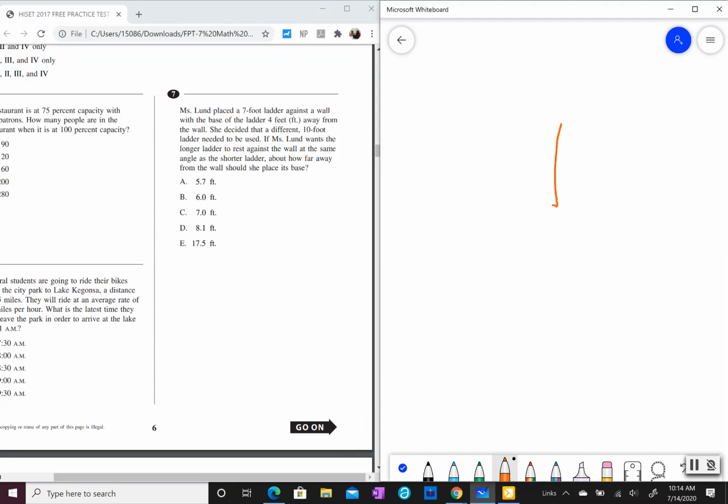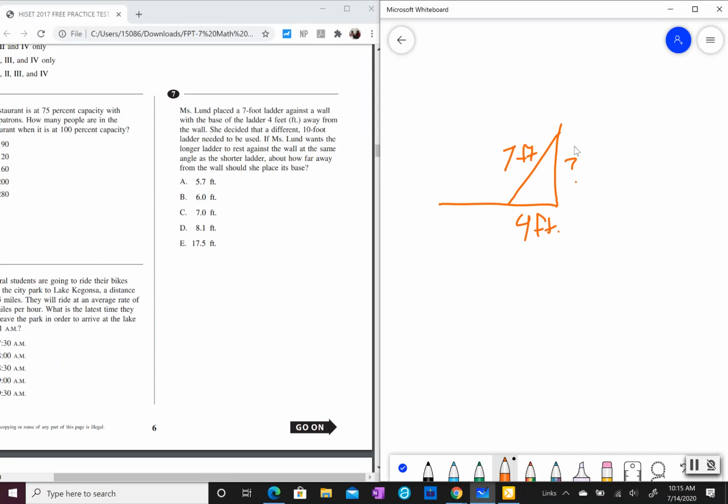So you've got a wall, you've got the floor, and then you have the ladder against the wall. Triangle. And so then I know that this is 7 feet and that this is 4 feet. And I don't know what this is. Okay, so that's the information that I'm given in the first part of the problem.